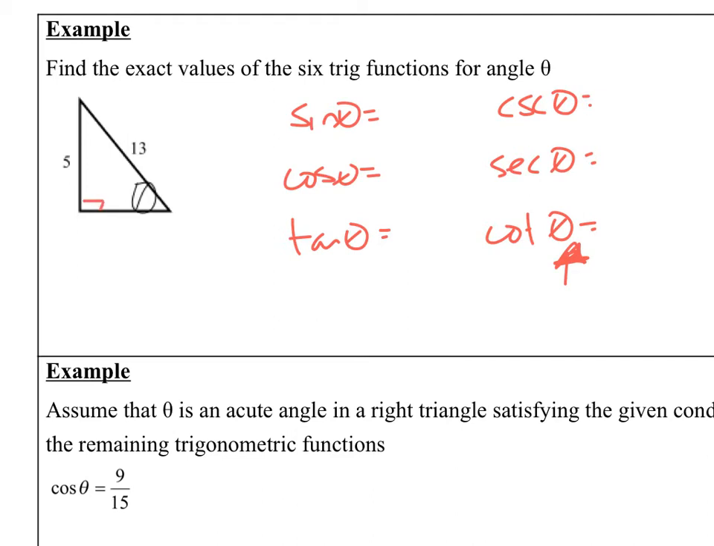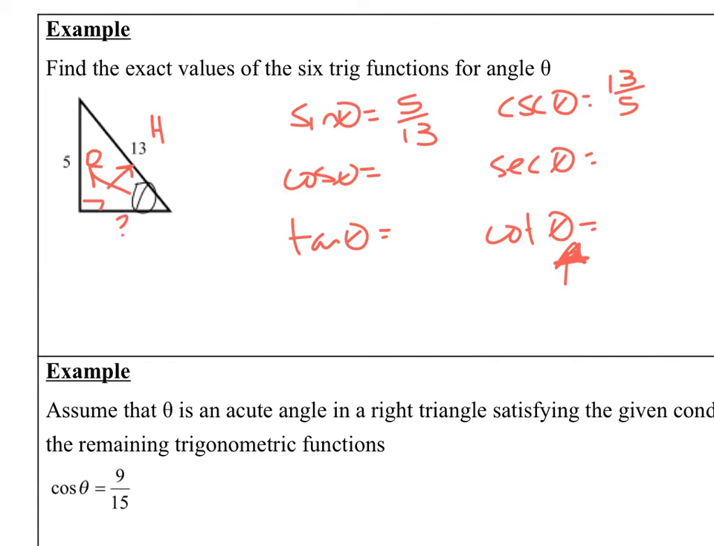All right, so in this one, I am going to label my sides. So I have H, O. So I can start, I have sine, so 5 over 13. And if I flip that, 13 over 5, I have cosecant. But to find all the other things, I'm going to need to find my adjacent side.